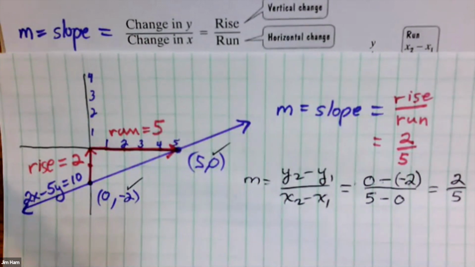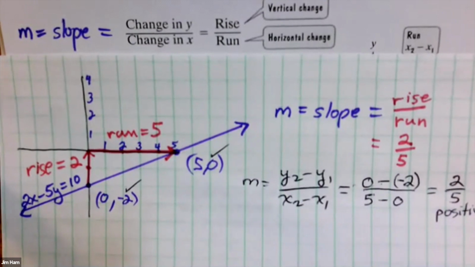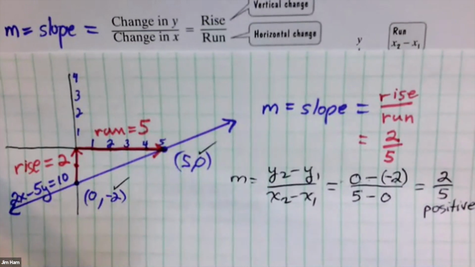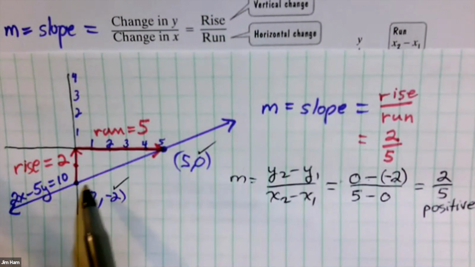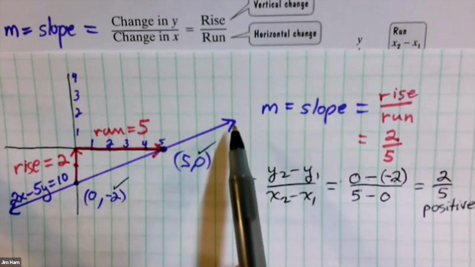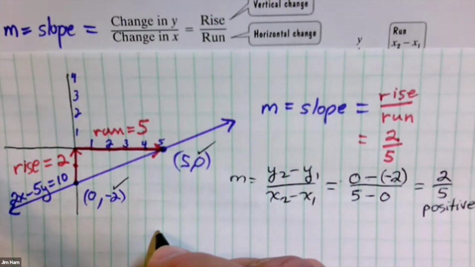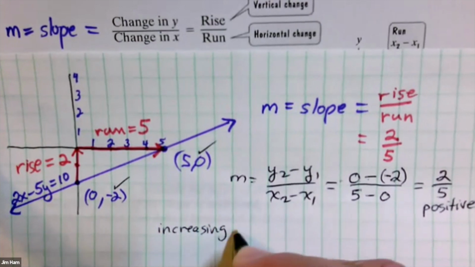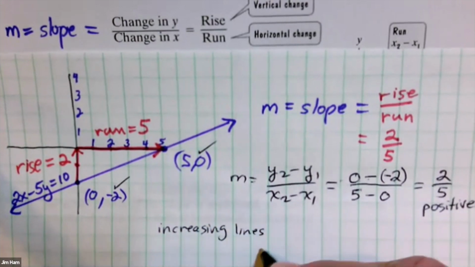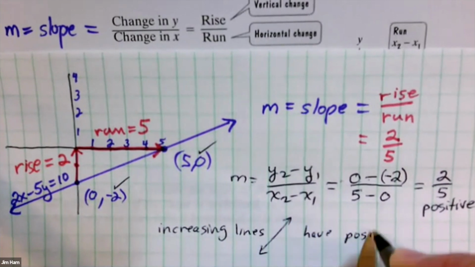Notice that this slope here is positive. It's a positive number. Notice also that this line rises. As you read it from left to right, we say that it's an increasing line. So, increasing lines have positive slopes.